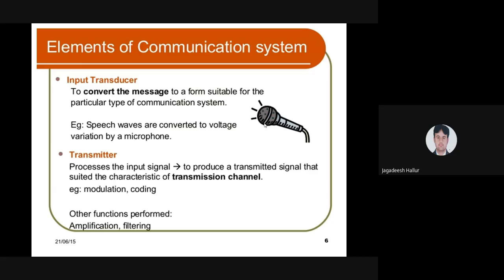First is the input transducer. What is the actual function? You have a microphone, that is a mic. You are speaking, and that speaking voice has to be heard at the other side by the user. That is only because of converting the non-electrical signal to an electrical signal, to convert the message to a form suitable for the particular type of communication system. For example, what speech waves are converted.